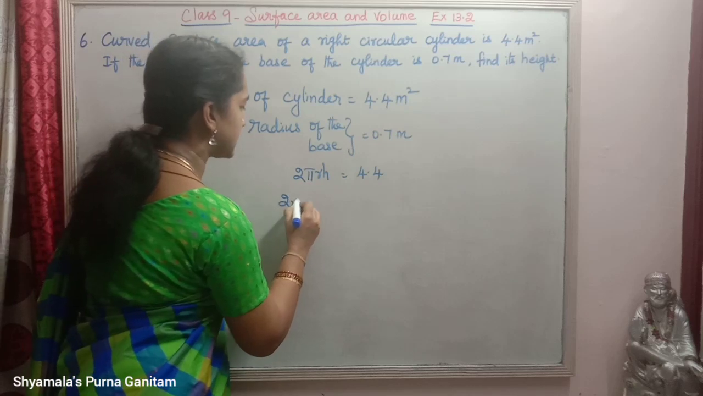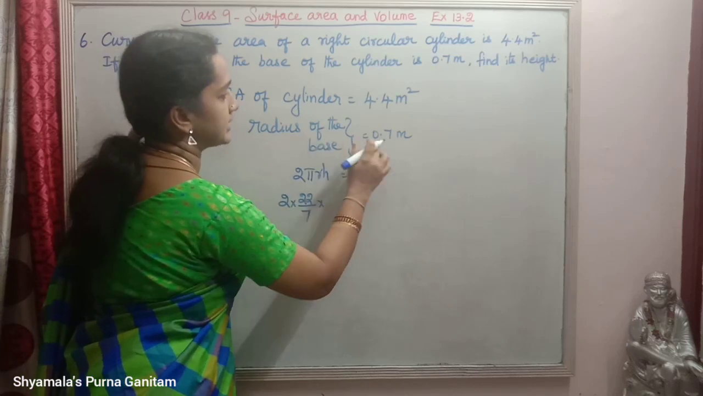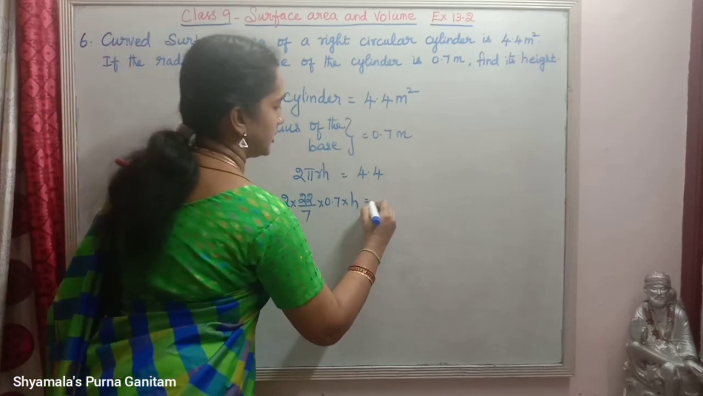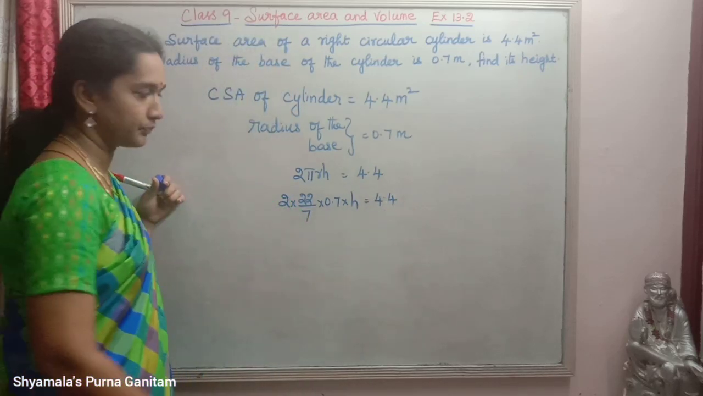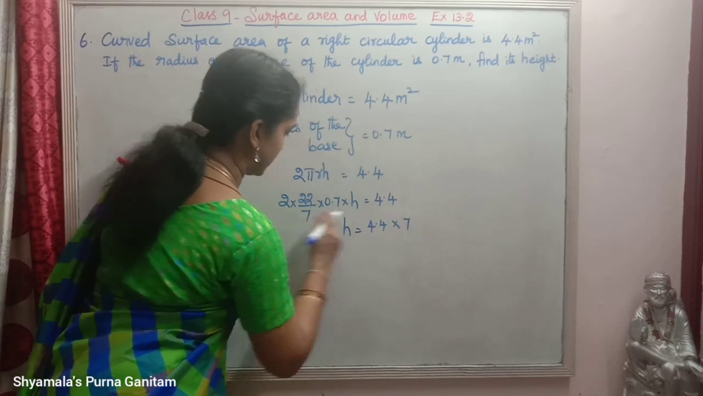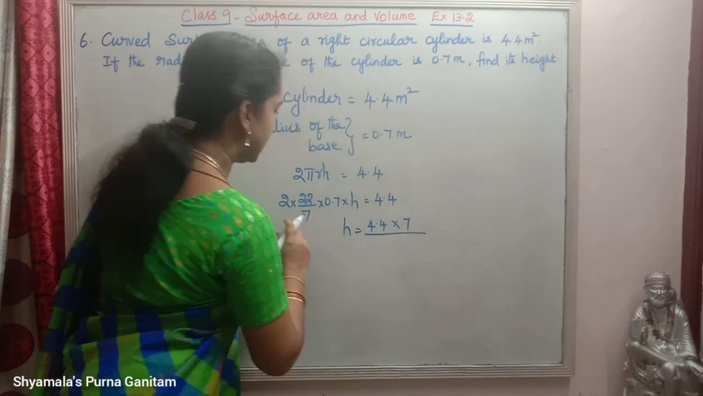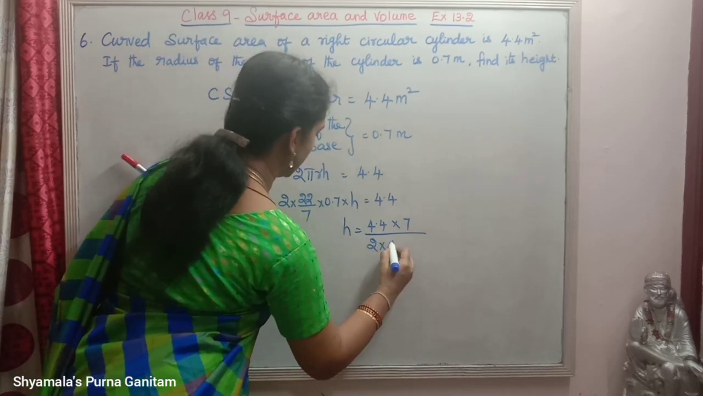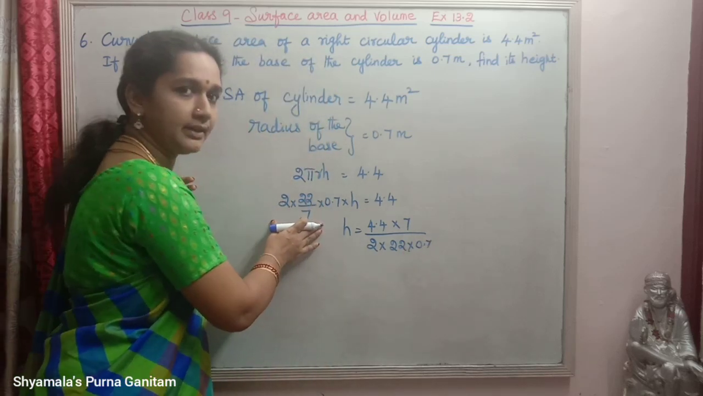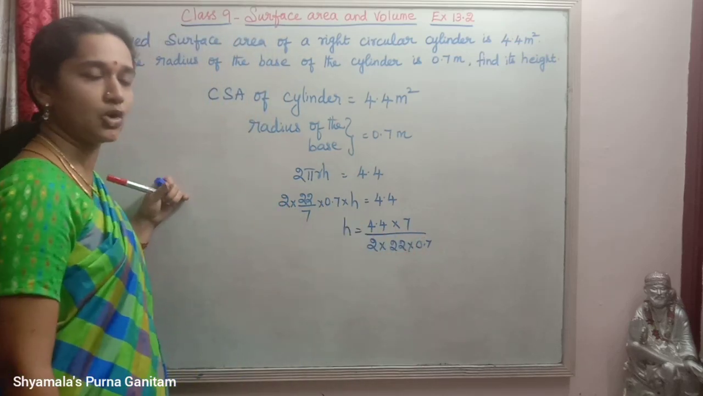And then in this, we will substitute the pi value as 22 by 7, and the radius is given as 0.7. Height we don't know. So this is equal to 4.4. So H is equal to 4.4 into 7 divided by 2 into 22 into 0.7. All these numerators on the left side, when we bring them to the other side, will become the denominator of that fraction.